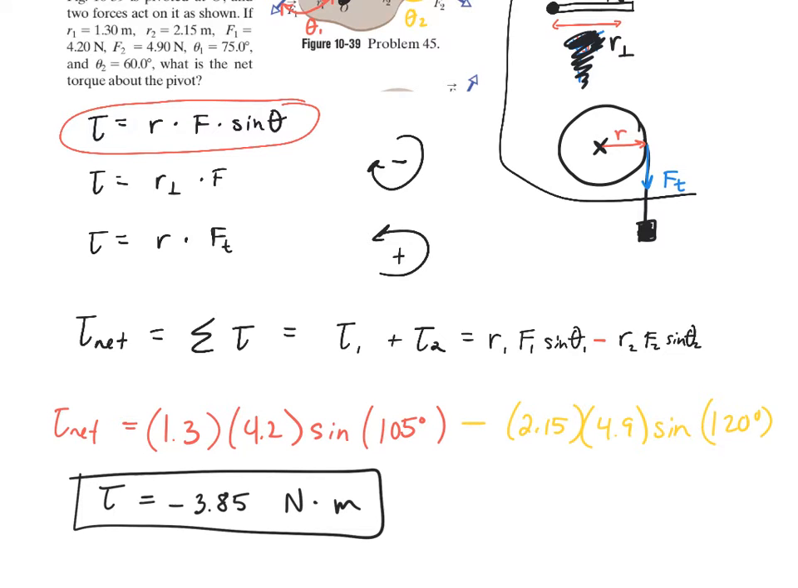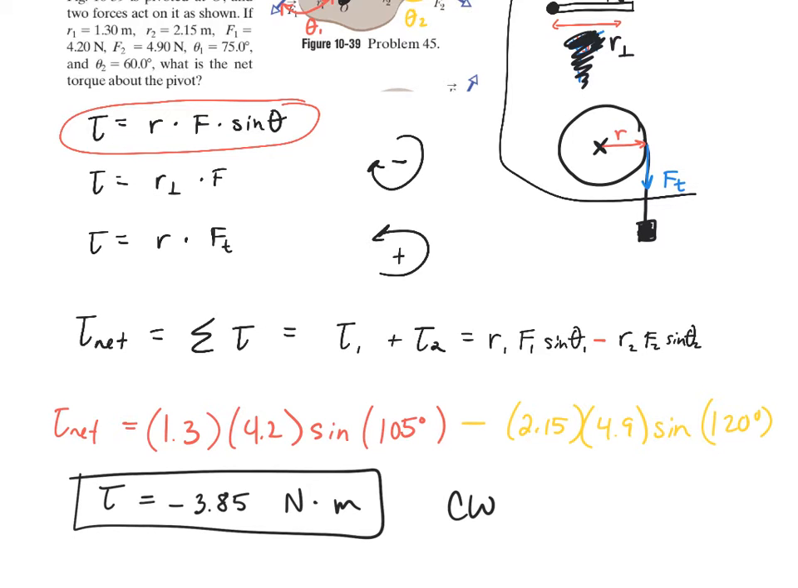The negative answer indicates that it will move or rotate clockwise, correct? Okay. No problem. Good questions, guys. Yes, the negative answer indicates that it is moving, let's write that down, clockwise, okay? Clockwise. So again, if you get a positive net torque, it'll move counterclockwise.